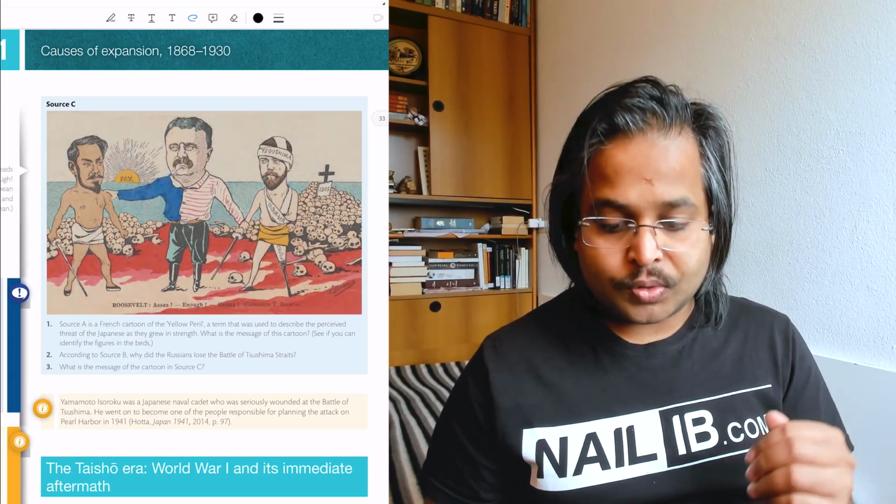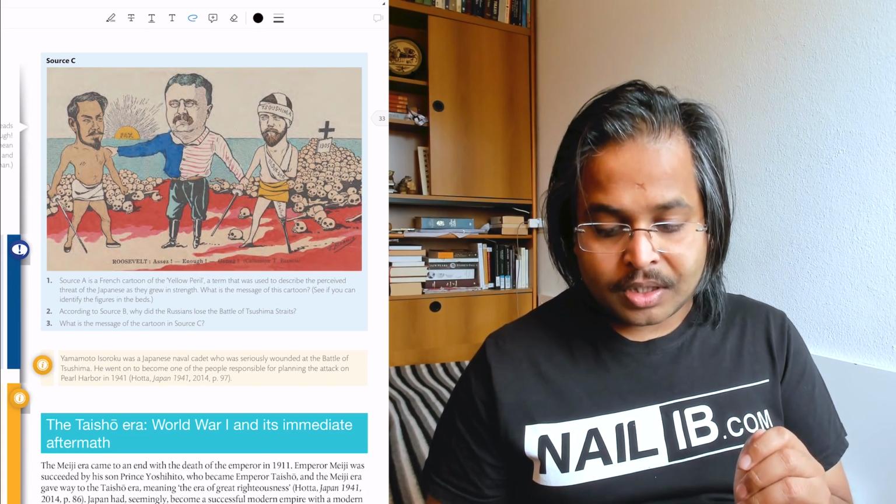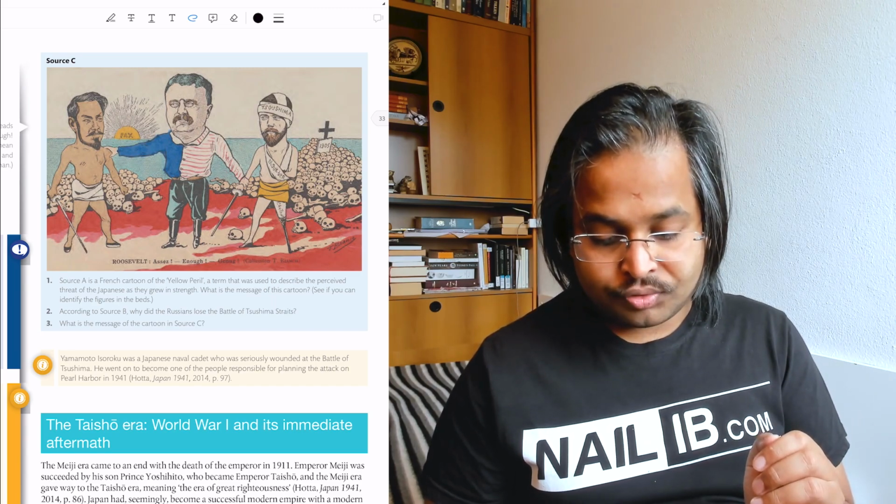If you look at the sources, because again this paper is essentially a source paper, so if you look at this source, which is source C, it is a very interesting source wherein you can see Theodore Roosevelt, who's trying to settle the conversation between the Japanese and the Chinese.